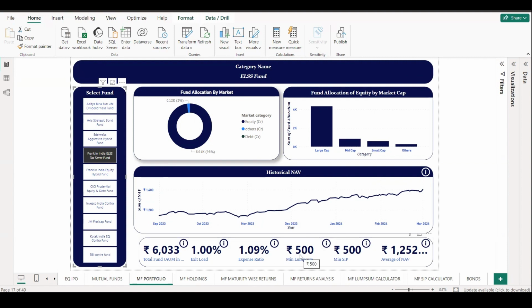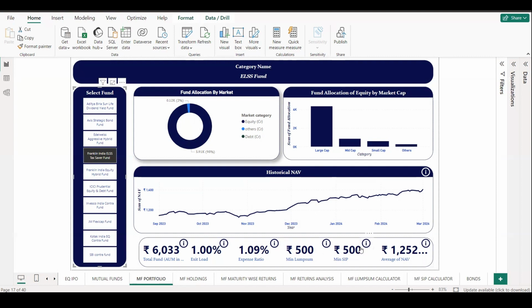And this is a small amount. If you want to invest in lump sum, this is the minimum amount, and if you want to invest in SIP, this is the minimum amount. The NAV of this mutual fund is almost 1,252, so for buying one unit, you have to pay around 1,200.